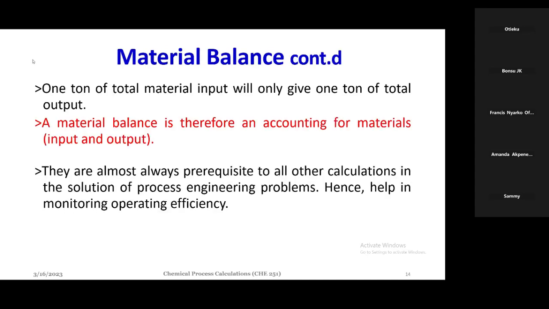So the whole idea of the material balance is that we are accounting for the material input and the output. If you have any system and we are putting in, let's say, 10 kilograms of salt, but only 8 kilograms is coming out, then we want to account for where that 2 kilograms has gone. That's the whole idea of material balance.